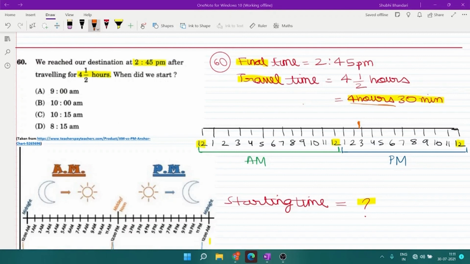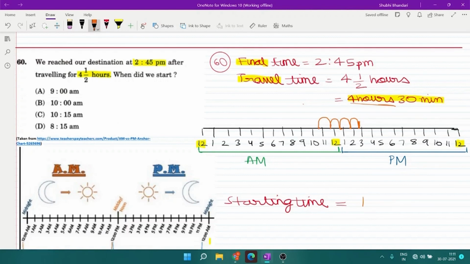So 2:45 minus 4 hours. So 2:45 minus 1 hour is 1:45. Minus 1 hour is 12:45. Minus 1 hour, 11:45. And minus 1 hour, 10:45. So this gives us 4 hours. So finally we got 10:45.